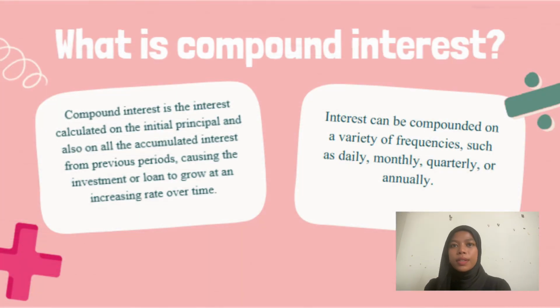What is compound interest? Compound interest is the interest calculated on the initial principal and also all the accumulated interest from the previous period, causing the investment or loan to grow at an increasing rate over time. Interest can be compounded on a variety of frequencies, such as daily, monthly, quarterly, or annually.